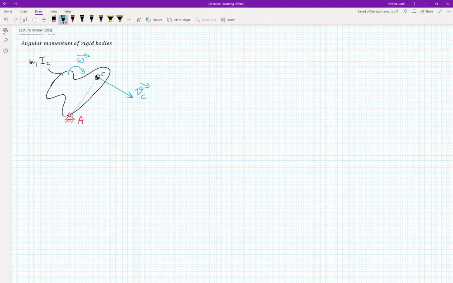Okay, so there are two versions of angular momentum equations. One is more general and the other one is a little bit simplified. I'm going to show you two of them, okay? So if you would like to find the angular momentum of that body about point A, vector-wise, you should go for the following expression. I think this is r_CA times m v_C plus I_C omega, right? This is the most general expression for angular momentum.